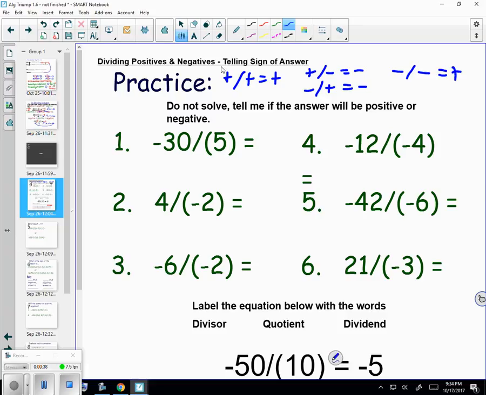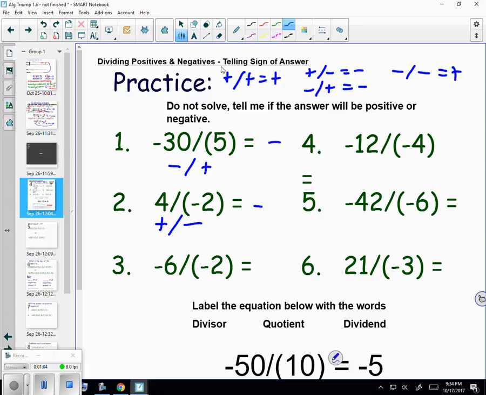So let's look. Number 1, negative 30 divided by positive 5. We have the pattern negative divided by positive. That means our answer is going to be negative. Number 2, we have positive 4 divided by negative 2. We have a positive number divided by a negative. Positive divided by negative is negative.